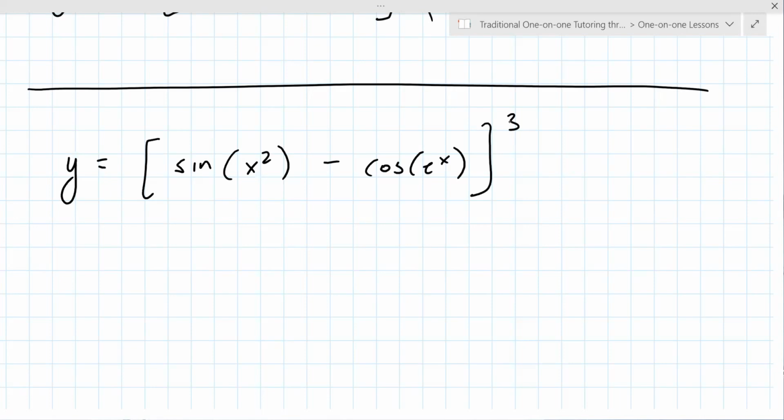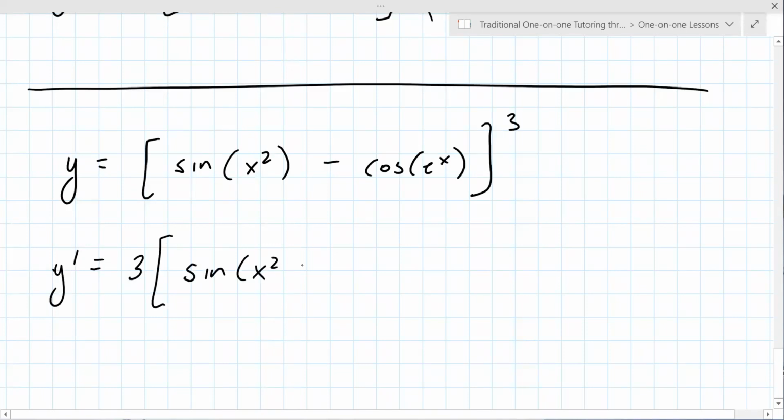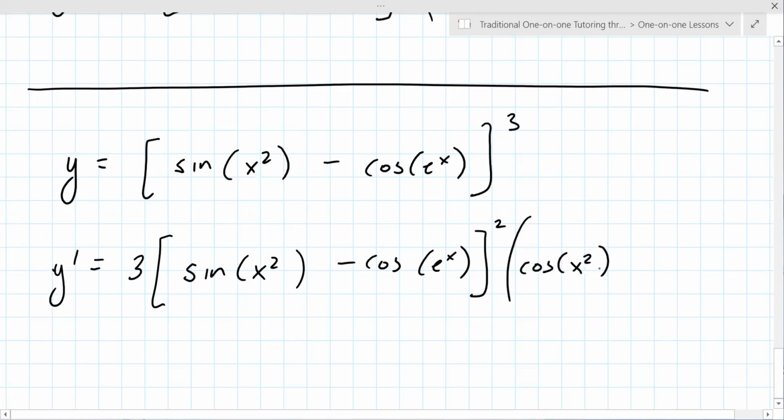Okay, I think I got something. All right, so the first thing is this power. So you bring down the 3, and then you keep all the inside stuff, which, well, it's a lot of rewriting. But now you just focus on the inside. So the derivative of sine is cosine. Keep the x squared. Now, because you're still working on this, you do have to continue to take the derivative through. This minus operator is here, but if there's a derivative of the inside part, you have to keep taking that.